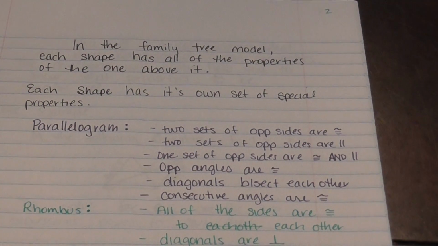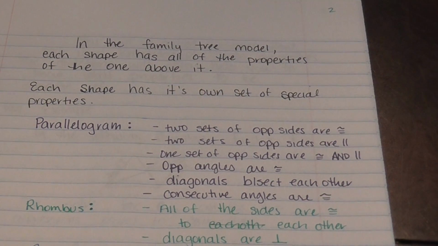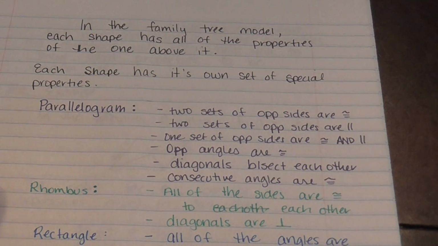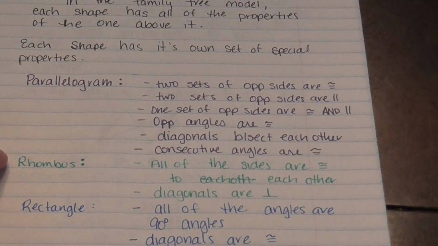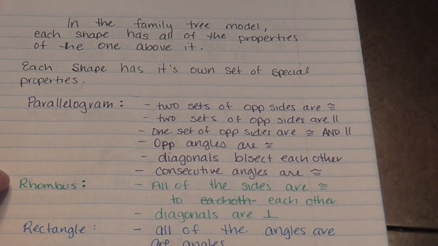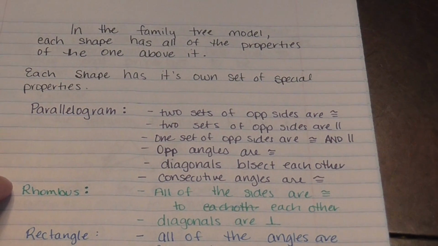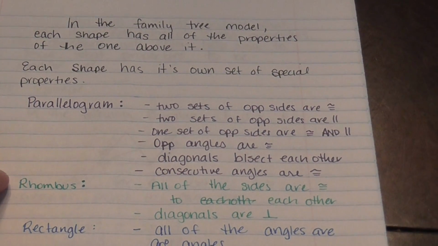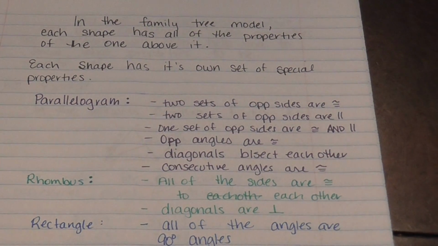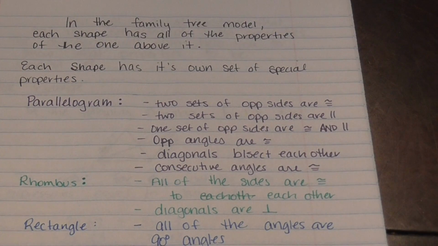Alright, so in the family tree model, each shape has all the properties of the one above it. So here are the properties for each shape. A parallelogram, we've talked about these. 2 sets of opposite sides are congruent. 2 sets of opposite sides are parallel. 1 set of opposite sides are congruent and parallel. Opposite angles are congruent. Diagonals bisect each other. Consecutive angles are not congruent, but supplementary.